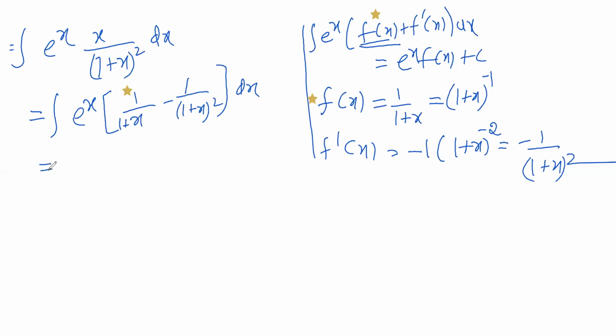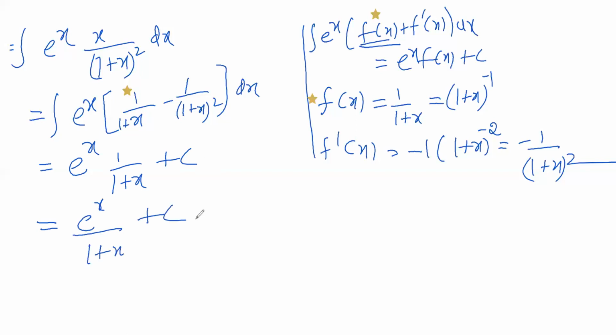So it is of the form e power x into f of x plus f dash of x. What's the formula then? e power x into f of x, where f of x is 1 by 1 plus x, plus c. So the answer will be e power x by 1 plus x plus c. So that is using partial fraction, we are splitting the term.